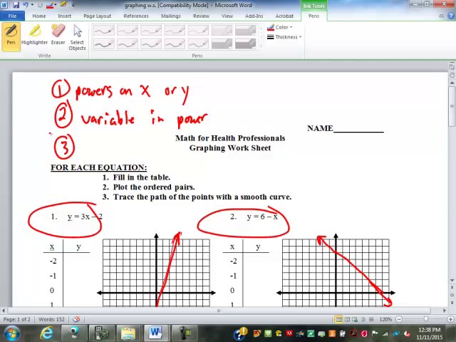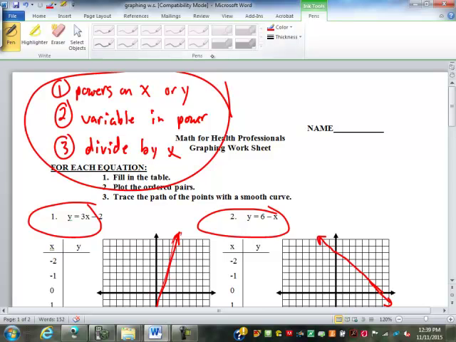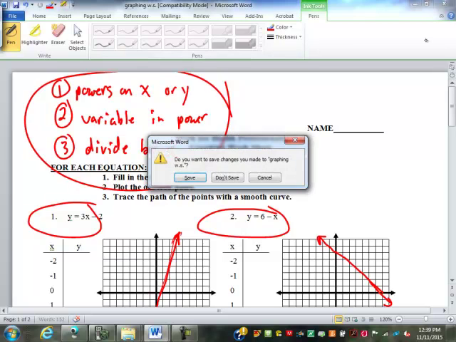The third one relates to number 8. What's going on in number 8? It's not a power that's the problem. It's the fact that we're dividing by x, or x is in the bottom of a fraction. 8 divided by x. These three things are what we call the 3 don'ts of linear equations. There are 3 things that linear equations don't have. If there's a power on one of the variables, or the variable is a power, or if we're dividing by x, it will not form a line.